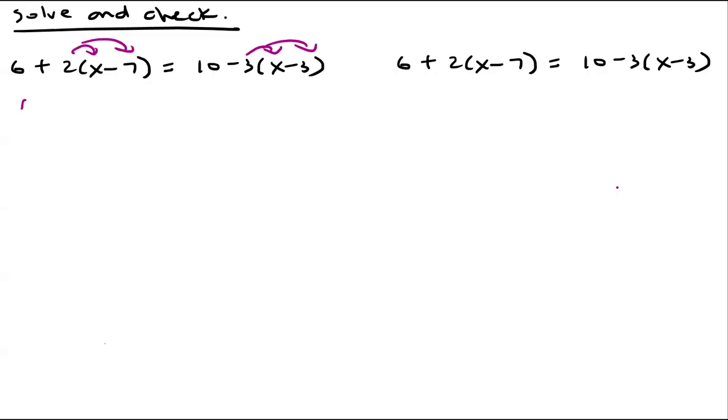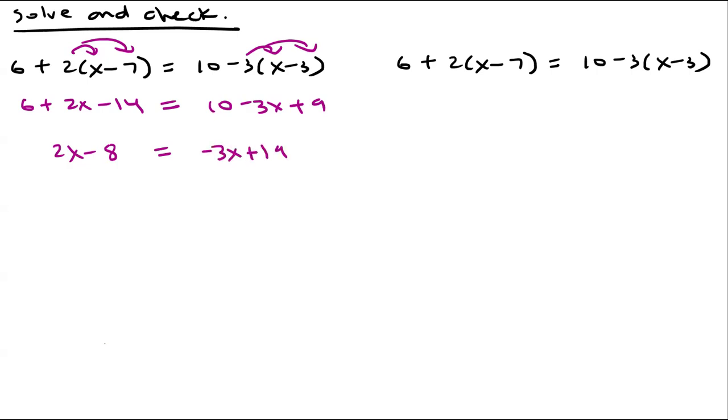So we're going to take the 2, multiply to each term, take the negative 3, multiply to each term. So that gives me 6 plus 2x minus 14, and I have 10 minus 3x plus 9. Okay, then I combine the left side and combine stuff on the right side. So we got 6 minus 14, that's going to give us negative 8. So that's 2x minus 8. Then we got 10 plus 9 is 19, so that's negative 3x plus 19.